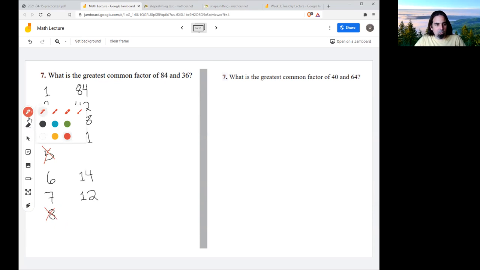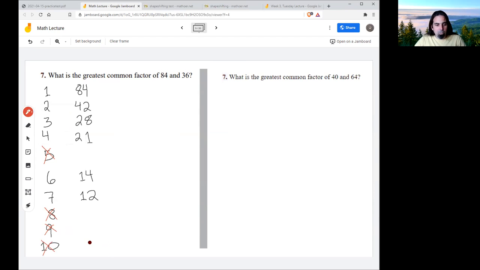Does 9 work? The shortcut for that is you add up those digits. 8 plus 4 is 12. Does 9 go into 12? No. So 9 doesn't work for 84 either. Does 10 work? No, right? It would be 80 or 90. It doesn't end in 0.